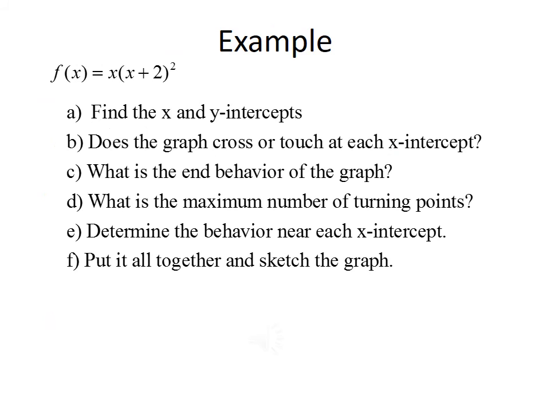So let's do one final example where we're going to start with a function and we're going to do all kinds of analysis on it so that we can sketch the graph. So we have the polynomial function f of x equals x times x plus 2 squared. We first want to find the x and y intercepts. Then we want to determine does the graph cross or touch at each x-intercept. Next, we'll determine the end behavior of the graph and the maximum number of turning points. We'll determine the behavior near each x-intercept, and then we'll put all of the information together to sketch the graph.